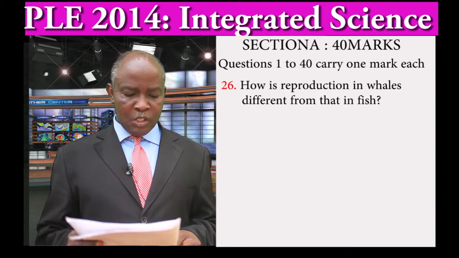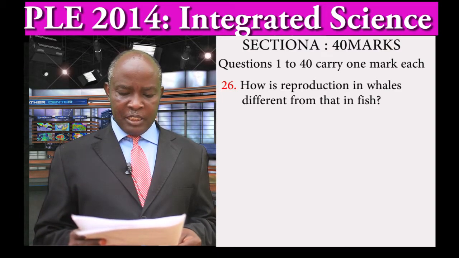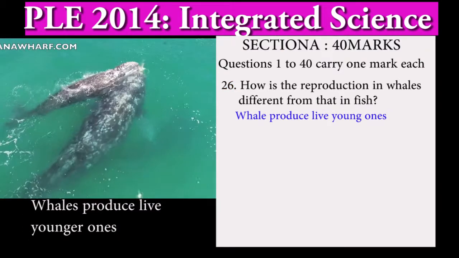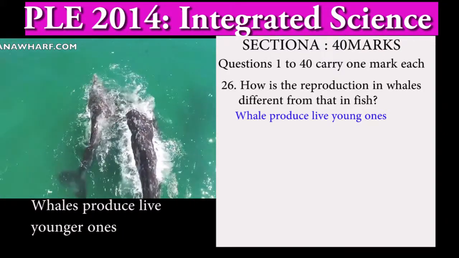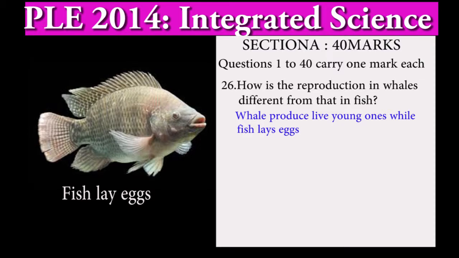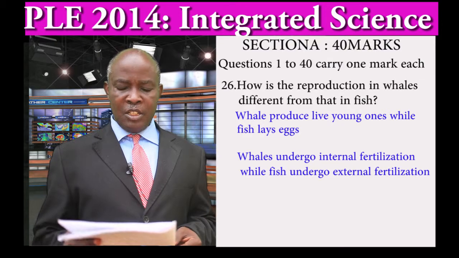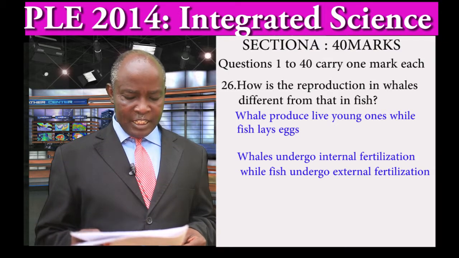Number 26. How is reproduction in whales different from that in a fish? Whales reproduce younger ones alive, while fish lay eggs. Whales undergo internal fertilization, while fish undergo external fertilization.